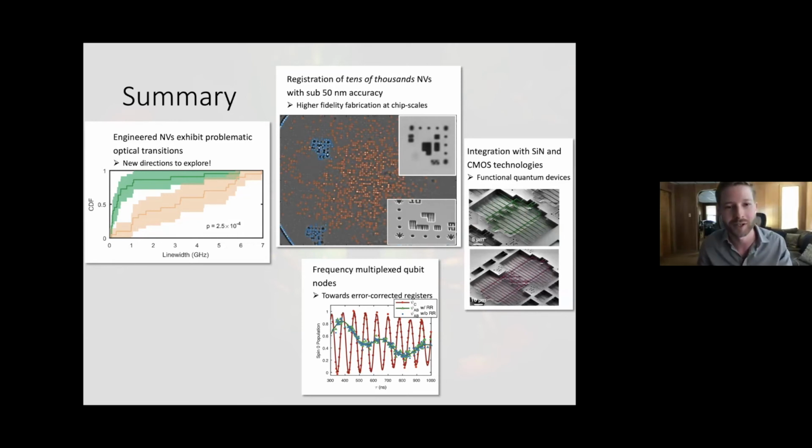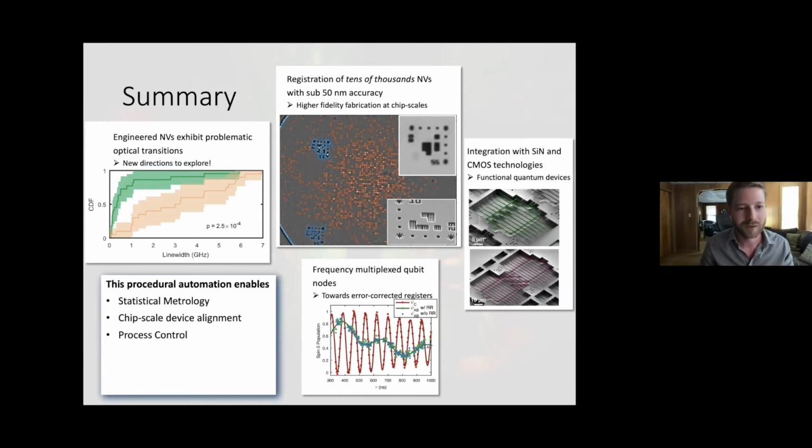And then finally, we've seen how we integrate this with the rest of the technology, with in this case, a silicon nitride or a CMOS backbone, to really facilitate some high-level control of these larger systems. And so all of this comes together to help us with statistical metrology, as well as this chip scale device alignment and process control, all coming together to facilitate our Boston quantum network.